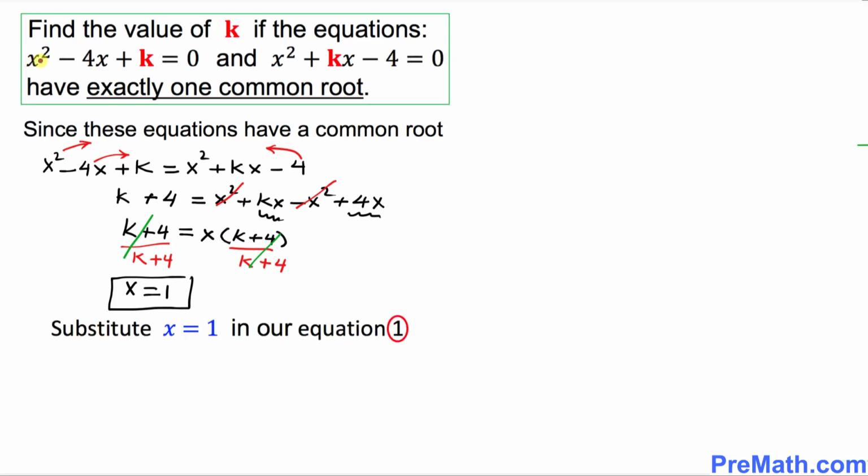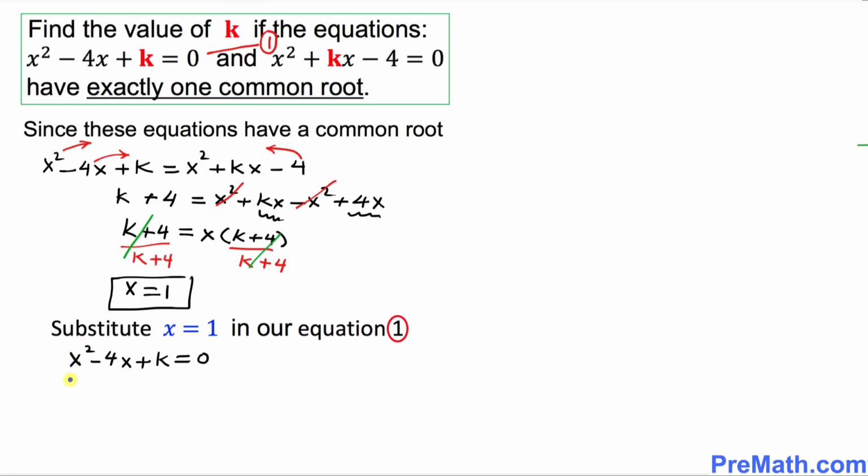Now the very first equation, I'm going to call it equation number 1, and I'm going to substitute this x equals 1 value in that one. By the way, this is x square minus 4x plus k equal to 0. So what I'm going to do is replace x with the value 1.